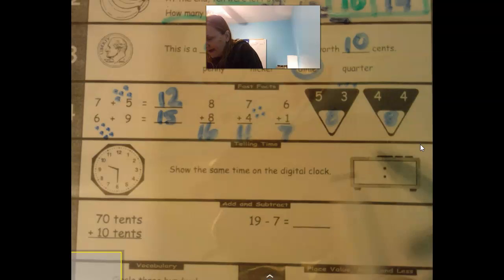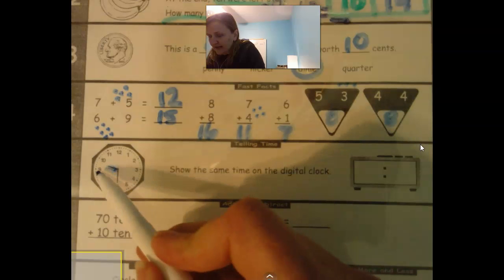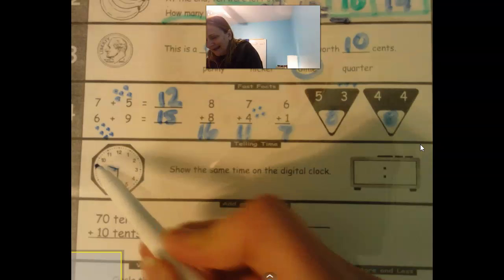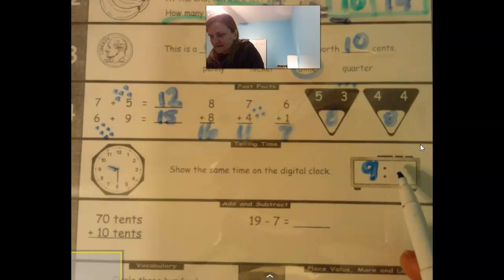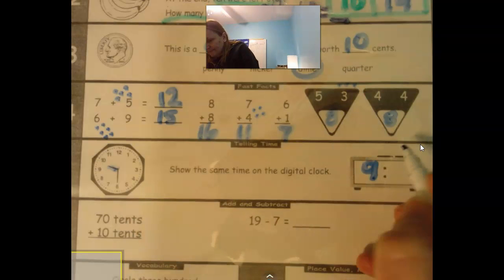So we need to find the hour hand, and we learned the short hand is the hour hand. So it's not on the 9, but it's not yet to the 10. So the hour is still 9, and we have to figure out how many minutes. This is the minute hand. When it's pointing down at the 6, that means 30.